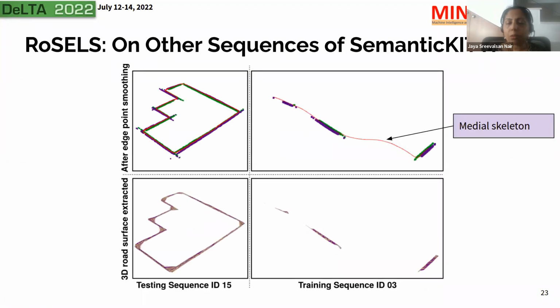Now let's take a look at how RoSELS fares for other sequences. We see that for a testing sequence for which we don't have the ground truth, RoSELS performs very well and we get a visually accurate, approximate road surface. Now, when we look at the training sequence here, we see that this is a curved road, and the medial skeleton or the center line of the road itself is not extracted completely using RoSELS, which leads to a very sparse extraction of the road surface as well.